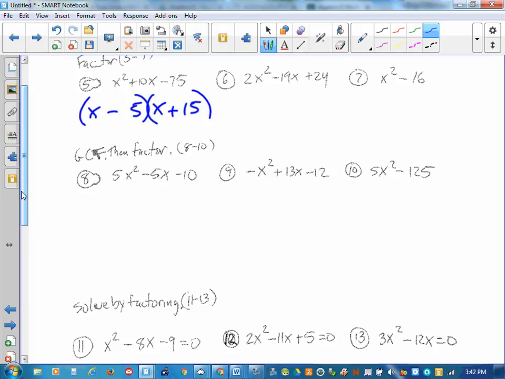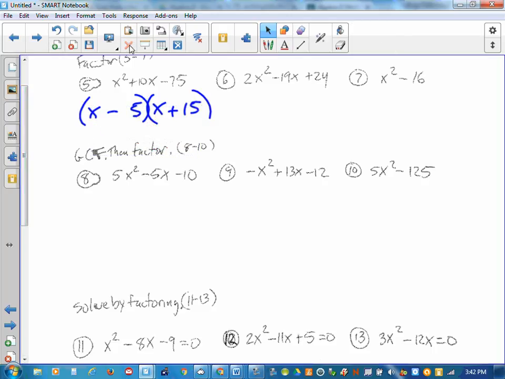So you always FOIL it back out to check your work. You really don't need to check the x times the x or the negative 5 times the 15, because I chose those to be x squared and 75. But you do need to check this. Does that make negative 5x? Yep. Does this make positive 15x? Negative 5 plus 15 will make the 10. So that is the correct solution. The correct solution is the blue. Let me get that off of there, and there we go.